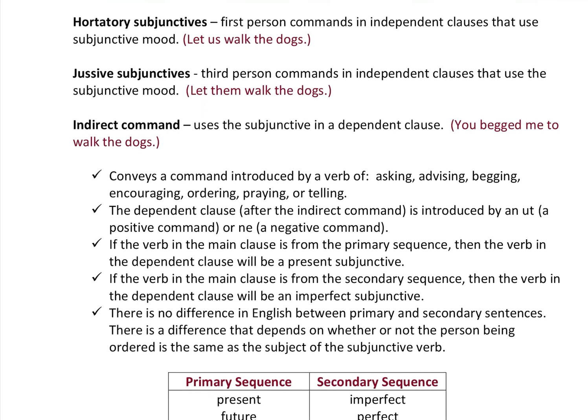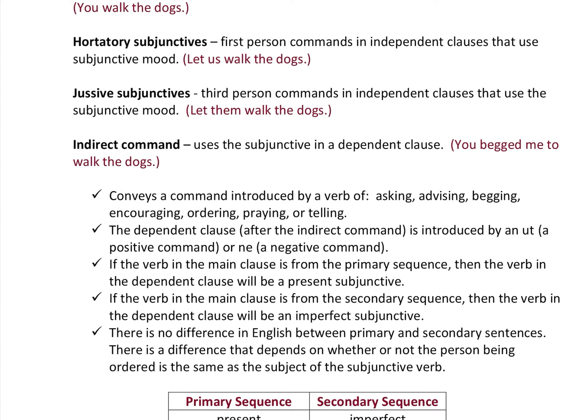All right, and an indirect command conveys a command introduced by a verb of asking, advising, begging, encouraging, ordering, but not directly, praying, or telling. And the dependent clause after an indirect command is introduced by an ut. An ut is a positive command. So you'll always know that there's a clause here. You always know that there's some kind of command or some kind of clause coming up because it will either be introduced by an ut, which is a positive command, or a ne, which is a negative command.